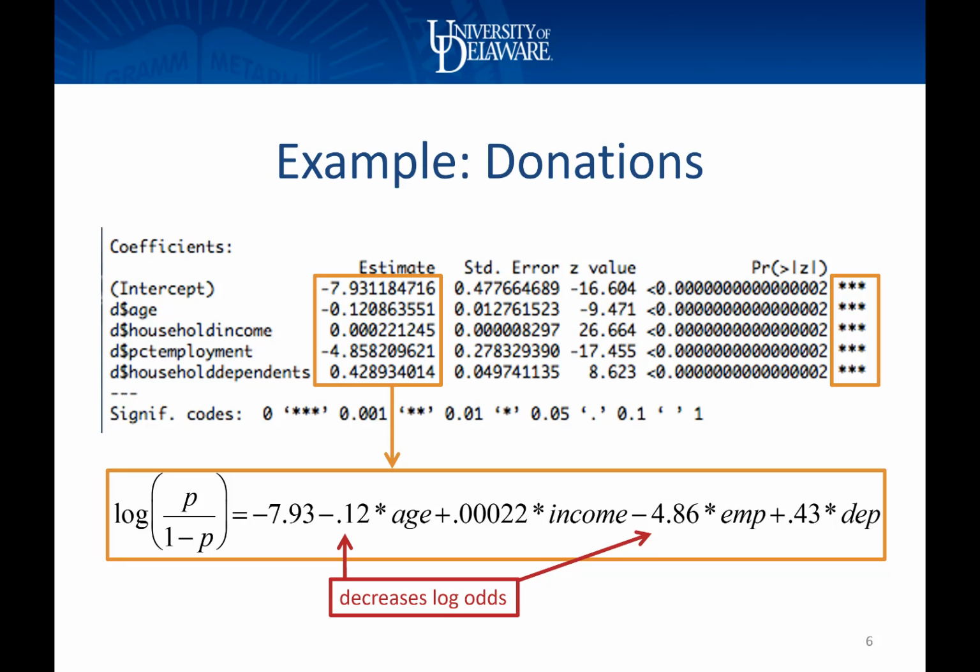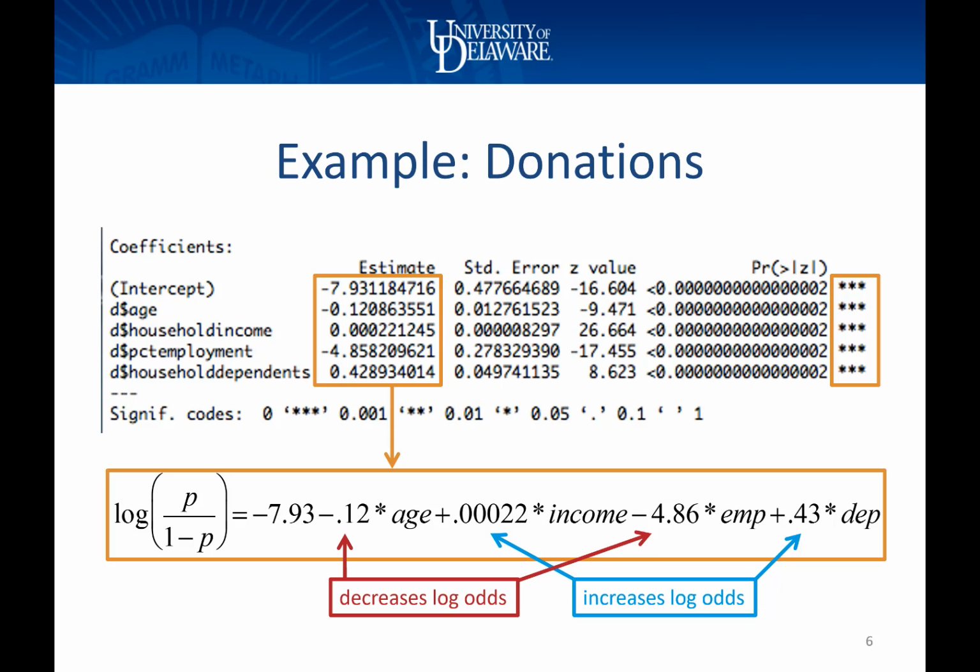Notice that age and employment status seem to decrease the odds that a person is going to donate. And income and number of dependents seem to increase the likelihood of receiving a donation. Of course, we need to say about all of these coefficients that this is an on average behavior. This is what tends to happen. It's not necessarily going to be true for each individual.